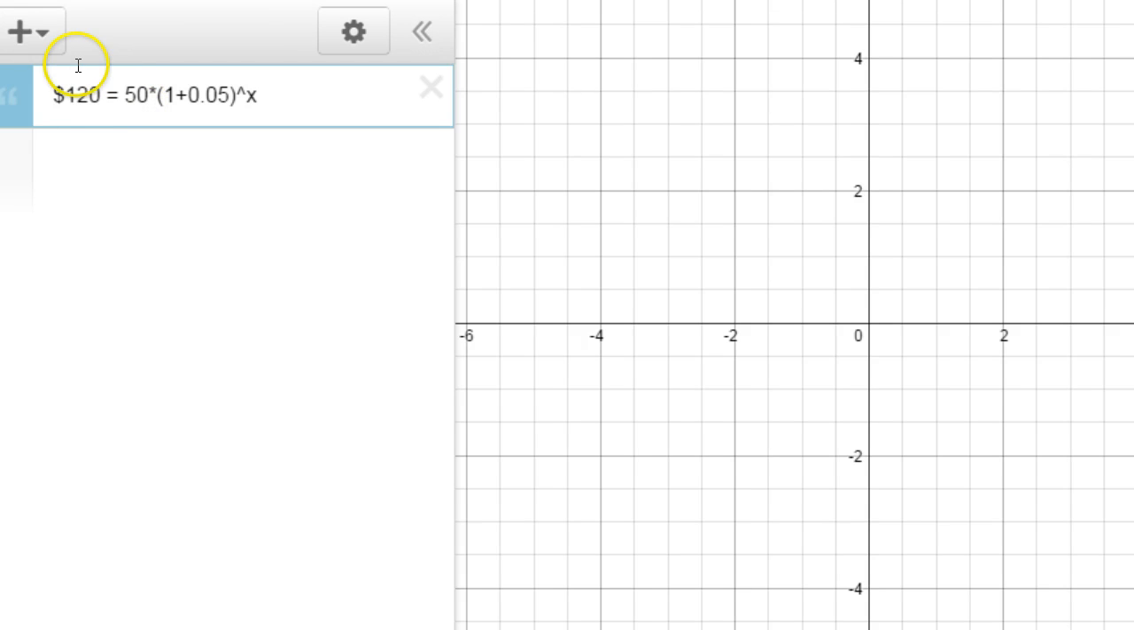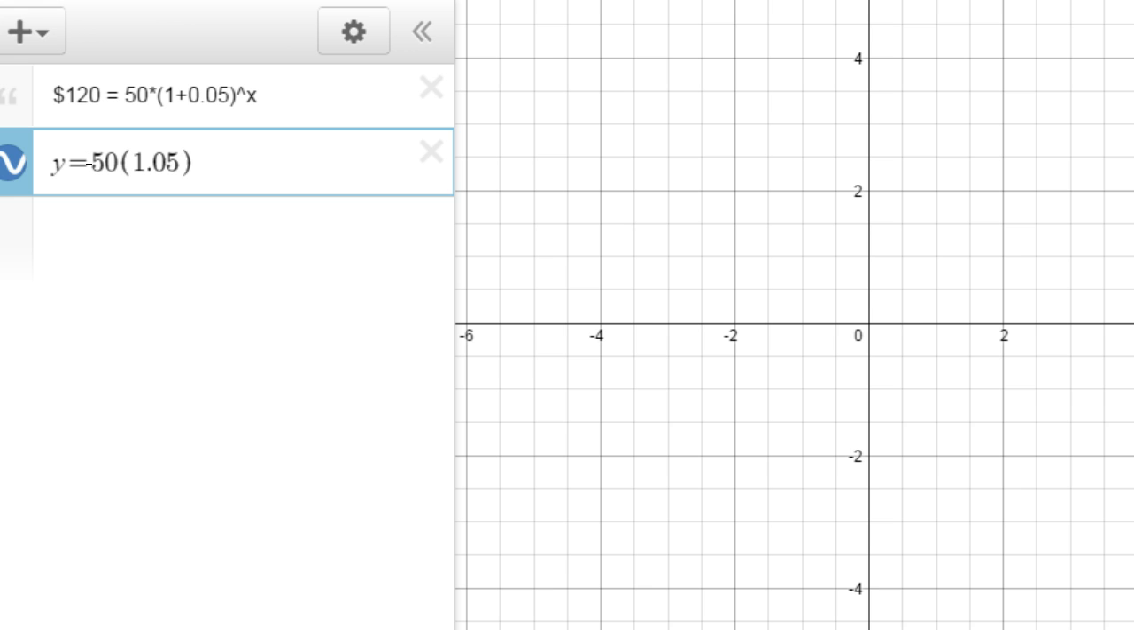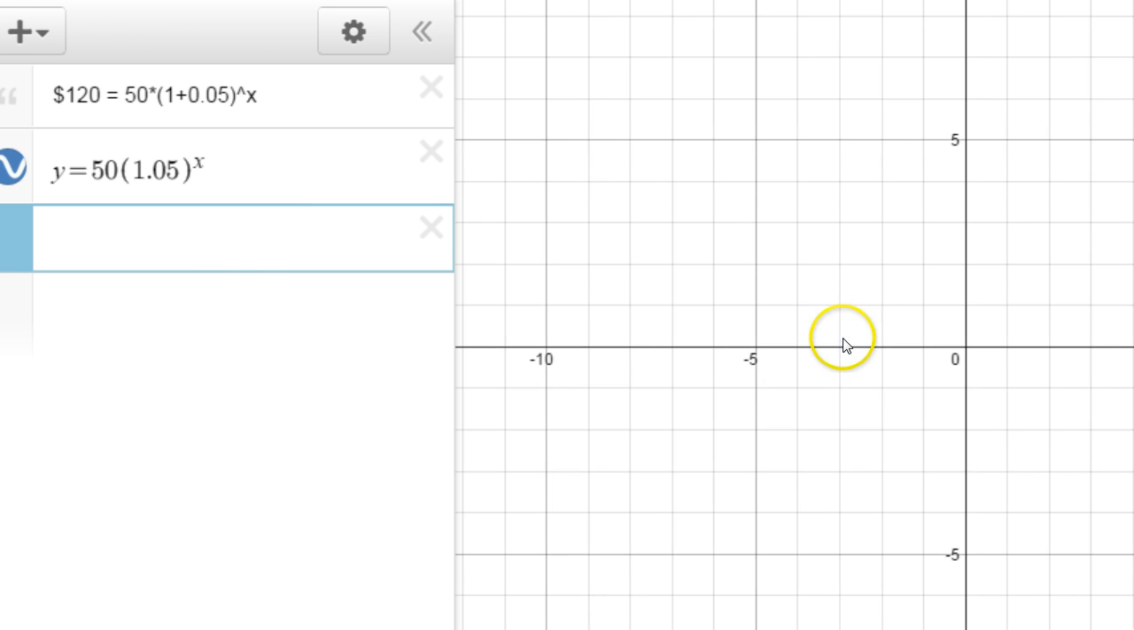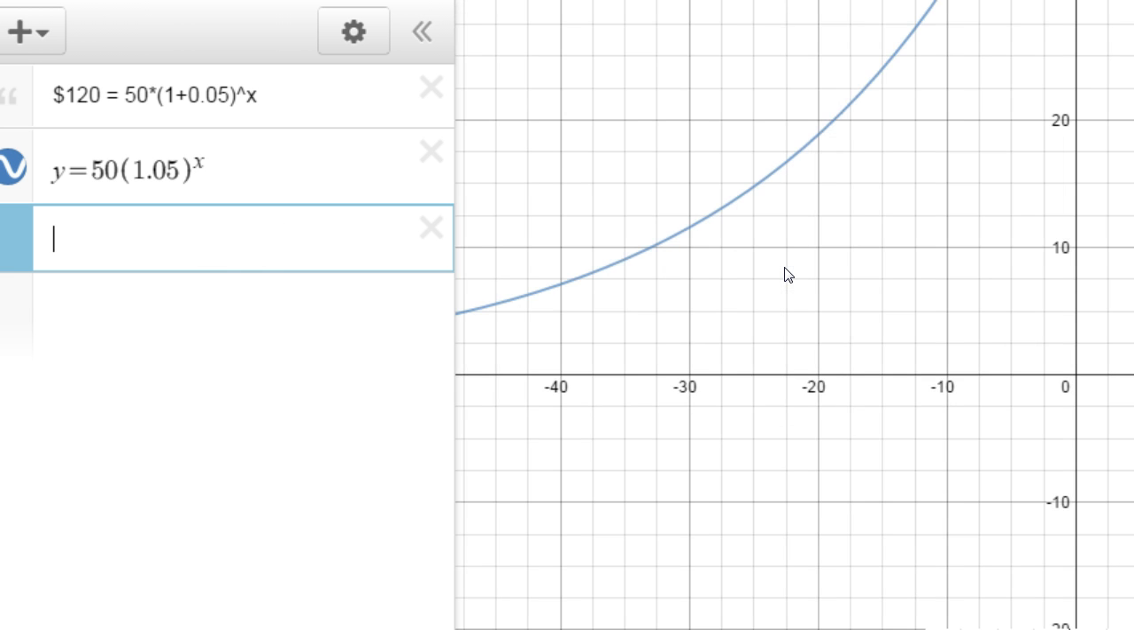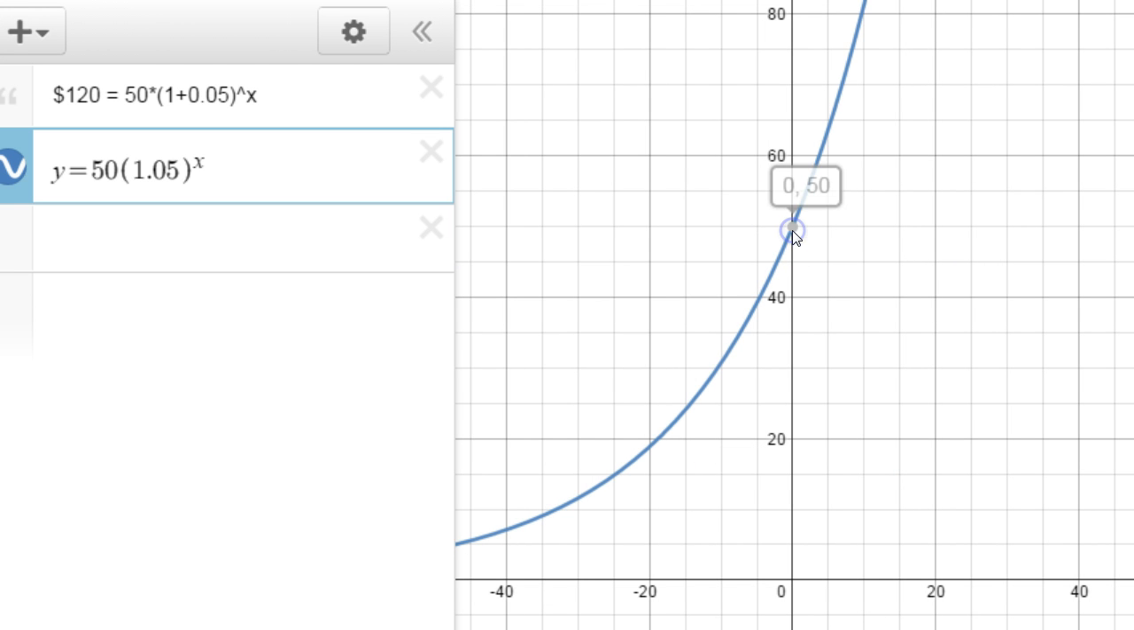Okay, all right, so we can actually find out that timeline of when we're going to get 120 by graphing both. So we go y equals 50 times 1.05 raised to the x power. Okay. All right, now this is going to be really big because we're starting out at 50. If you remember, our a is at 50.